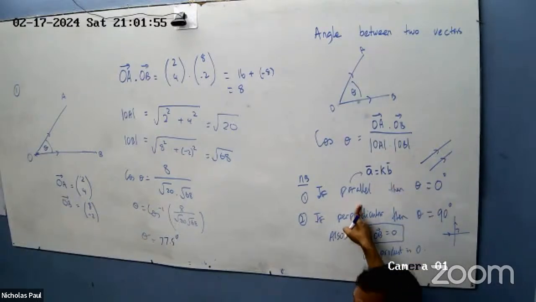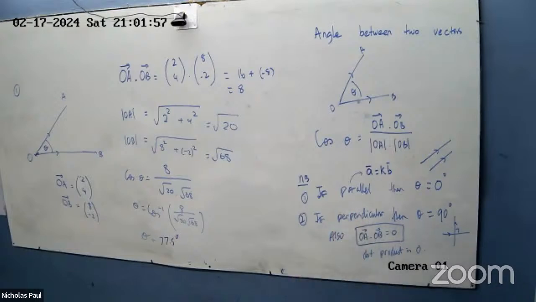So let's make a note of that, please. Parallel vectors are multiples of each other.